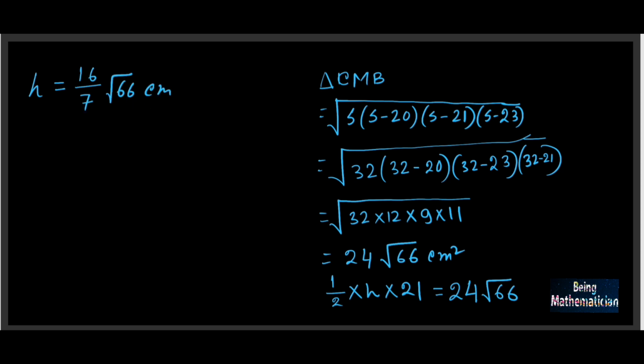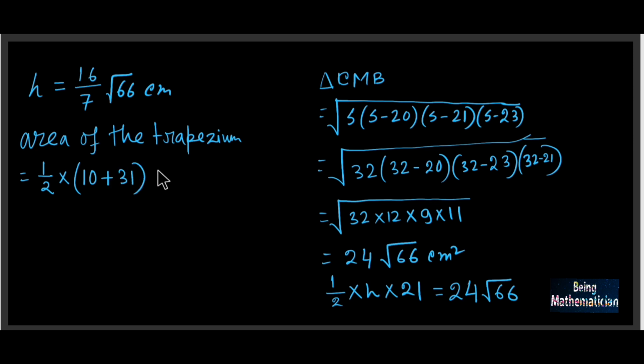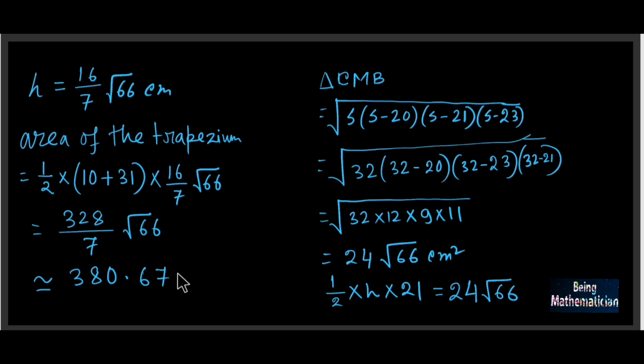So by the figure and the problem, it is clear that the height of the triangle is equal to the height of the trapezium. So now we can calculate the area of the trapezium by this formula, half into the sum of parallel sides, and it is 10 plus 31, into height, which is 16/7 root 66, and it must be 328/7 root 66, which is approximately 380.67 centimeter square, and it is our answer.